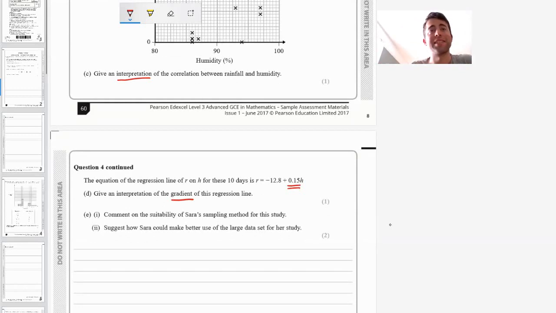Part E, comment on the suitability of Sarah's sampling method and how she could make better use. That's another, well, part 1 of that, as I mentioned before, write what you think. Don't worry about it being extra mathematical, and then check the mark scheme as to whether it's all right. You get better at these sort of questions with practice as to what the mark schemes say. And suggest how Sarah could make better use of the large data set. Similarly, have a guess and check what the mark scheme says and learn from that for the future.